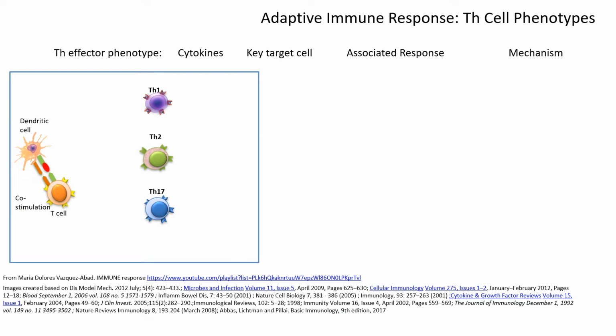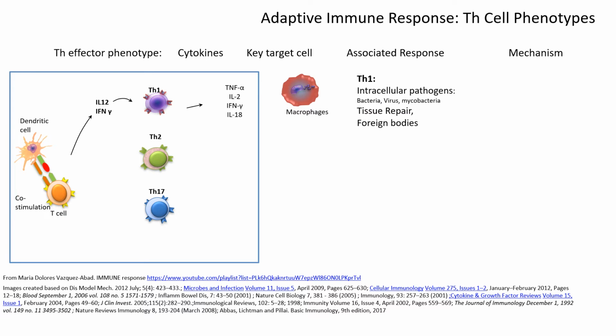So for the Th phenotype differentiation, on the first antigen presentation of the epitope to the T cell with a particular costimulatory signal, the production of interleukin-12 or interferon gamma will differentiate the T cell into what we call the Th1 phenotype. It is characterized by the secretion of TNF-alpha, interleukin-2, interferon gamma, and interleukin-12. And the key target cell is a macrophage.